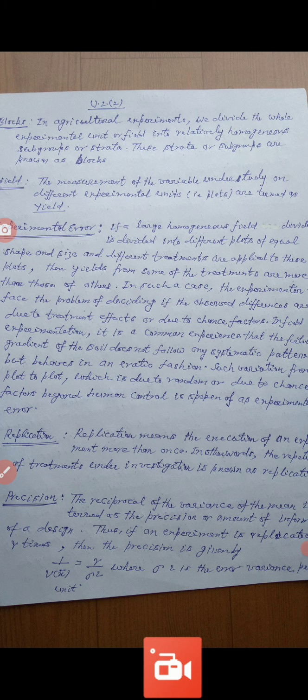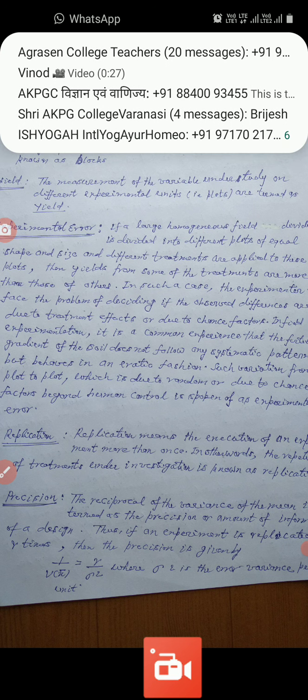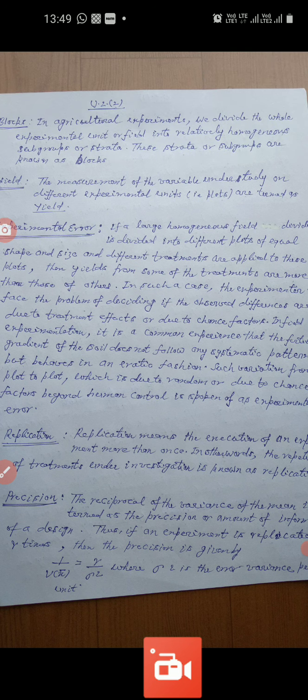In field experimentation, it is a common experience that the fertility gradient of the soil does not follow any systematic pattern. Fertility gradient means urvara shakti is different for the different plots. So it does not follow any systematic pattern but behaves in an erratic fashion.